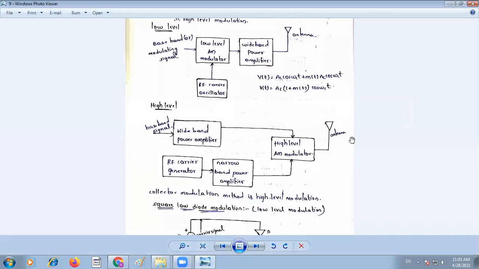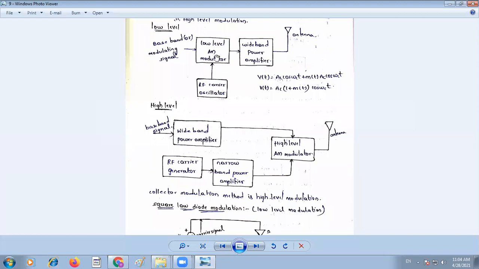Low level amplitude modulation means that before modulation, the signals are directly given to the modulator. One is the modulating signal or baseband signal, and another one is the carrier signal. The carrier signal is generated from the RF carrier oscillator. So the radio frequency carrier is generated by an oscillator and used as the carrier signal. These two signals are directly given to the modulator, then the modulation takes place.